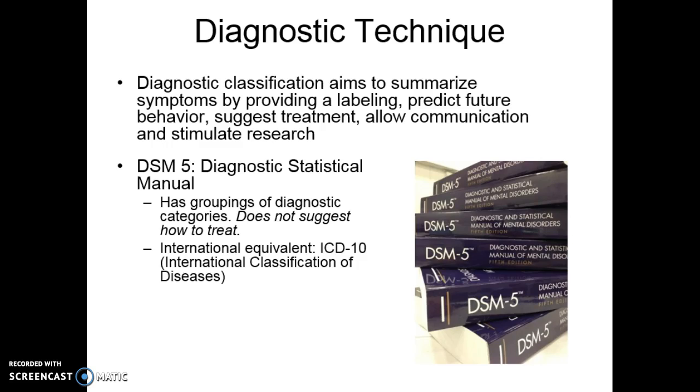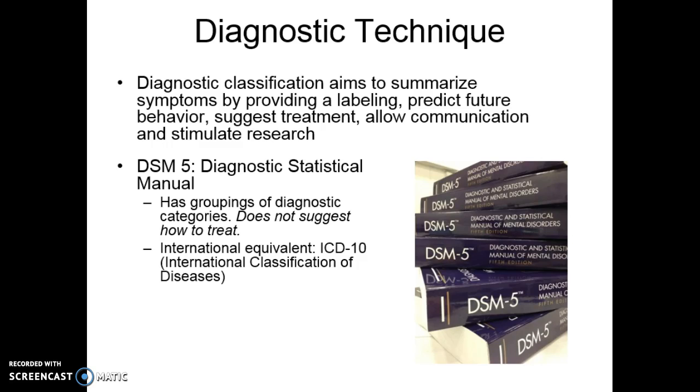Okay, moving on. The DSM-5 is our current manual that we are using. Please note the longhand version of the DSM. DSM stands for Diagnostic Statistical Manual. We are in version number 5. It has groupings of diagnostic categories. However, it does not suggest how to treat. If you look in the DSM-5 underneath depression, you will not see any suggestions of how to treat. Why not? Because there are lots of different viewpoints on how to treat different diagnoses. So we will talk about that once we get into therapy, but that's about all that we're going to say on that at this point.